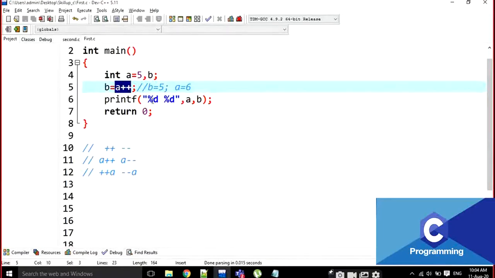That's why B becomes A. That means B is equal to A. Then A is equal to A plus 1. This is the first step. What is the first step here? B is equal to A. What is the A value? The A value is 5. Then B becomes 5. That is done. Then A becomes A plus 1. What is the A value? It is 5. 5 plus 1 is going to be 6.